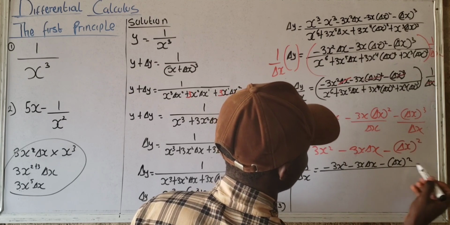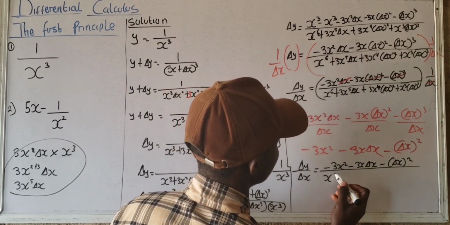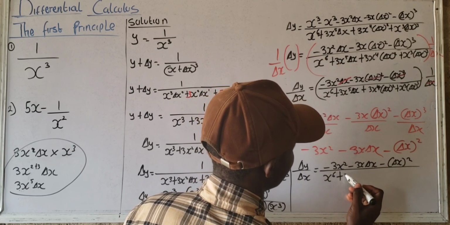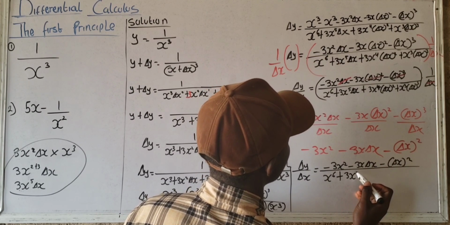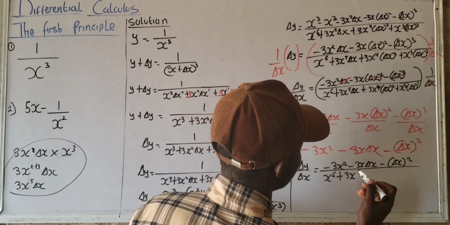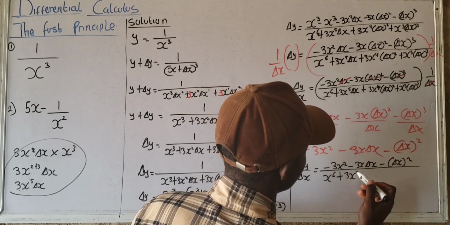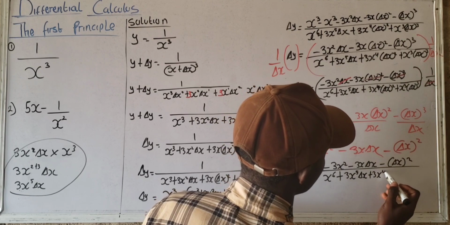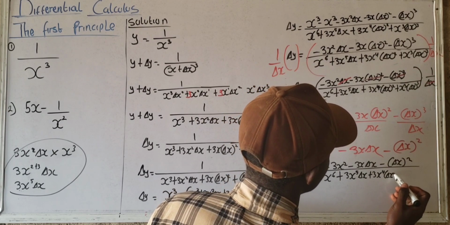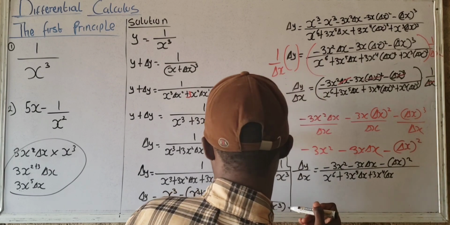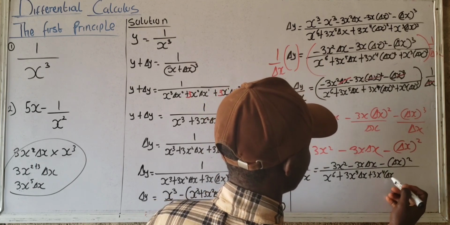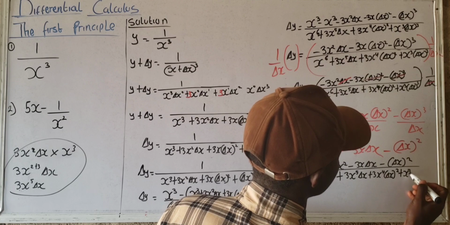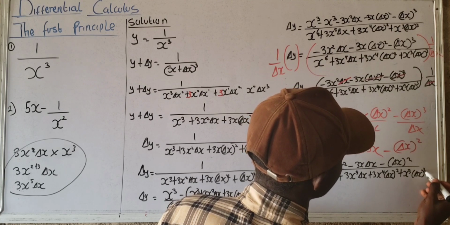all over x raised to the power of 6, plus 3x raised to the power of 5 delta x plus 3x raised to the power of 4 delta x squared plus x raised to the power of 3 delta x raised to the power of 3.